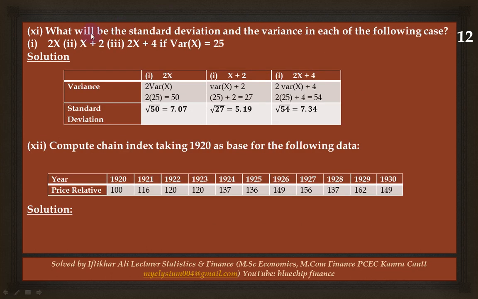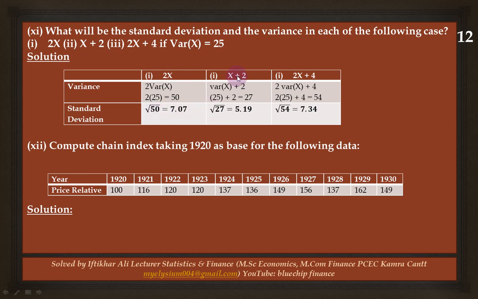Question number 11, what will be the standard deviation and the variance in each of the following cases. First of all, 2x, then x plus 2, then 2x plus 4, and variance of x equals to 25. So in case of variance of 2x, it will be equal to 2 variance of x, and variance of x is 25. So after putting the value, it will become 50, and standard deviation is the square root of that 50, that will be equal to 7.05.